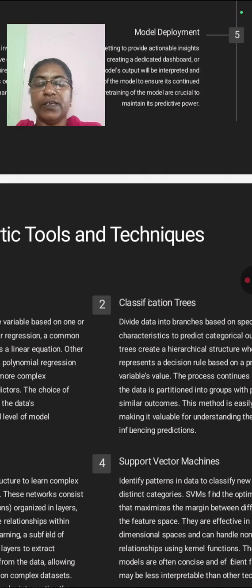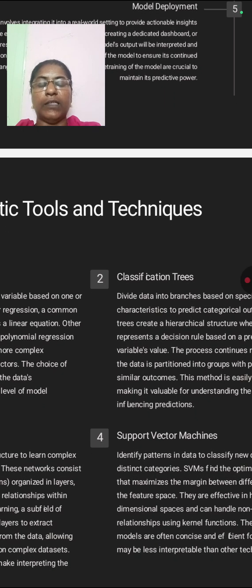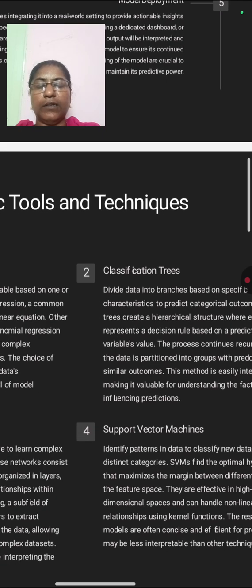Support vector machines classify distinct categories and maximize the margin between the different classes in the space. They are effective in these spaces and can handle nonlinear relationships using kernel functions. The author says that kernel functions are less interpretable than the other techniques.